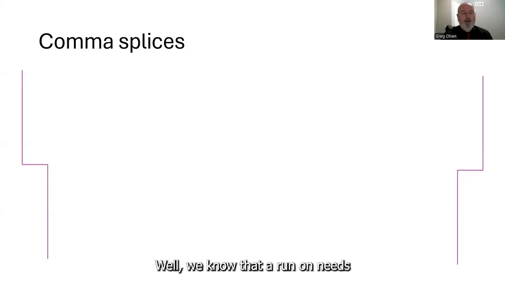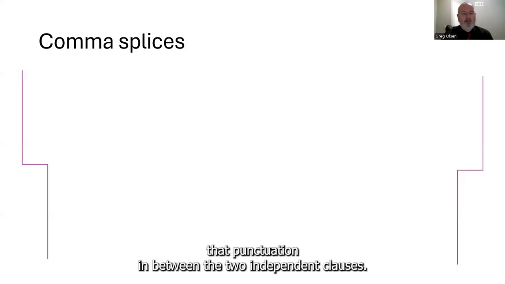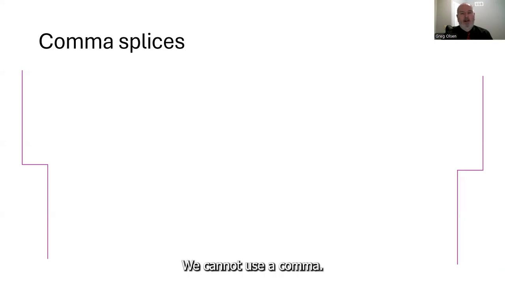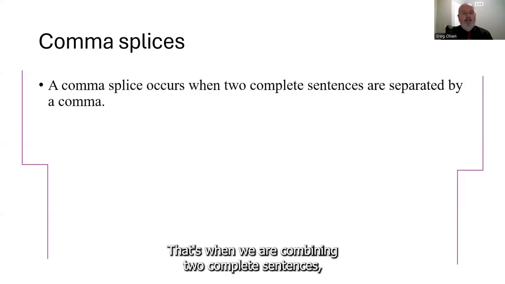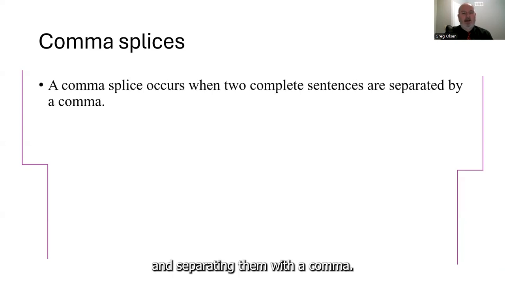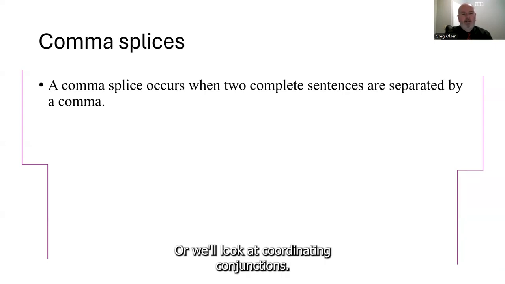While we know that a run-on needs that punctuation in between the two independent clauses, we cannot use a comma. So when we use a comma, we end up with what's called a comma splice. That's when we are combining two complete sentences and separating them with a comma. That's not the job of a comma. That's the job of a period or a semicolon, or we'll look at coordinating conjunctions. But we can't separate sentences with a comma.